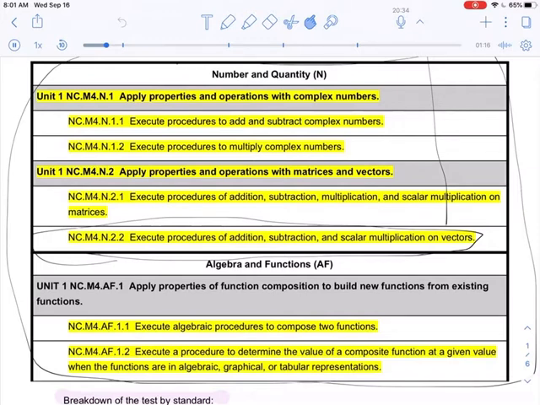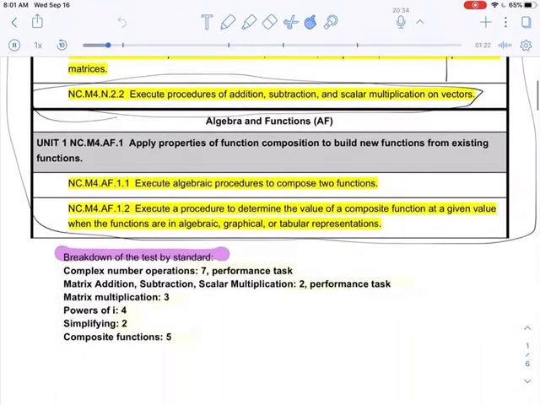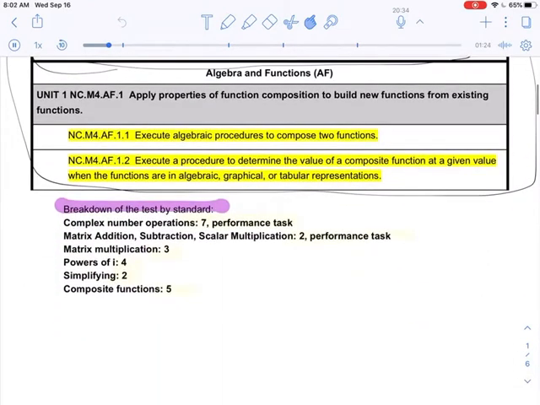Okay, just a breakdown of the test by each standard here. You're going to have 7 questions within your test that are about complex number operations, and there's 1 performance task having to do with complex number operations. Matrix addition, subtraction, and scalar multiplication, there are 2 questions on the test and 1 performance task, which means probably in total about 10 questions on those.